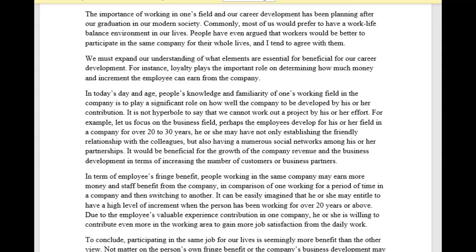Due to the employee's valuable experience, contribution, well, decide, is it experience that's valuable or contribution? You can't have both. Due to the employee's valuable experience in one company, he or she is willing to contribute even more in the working area to gain more job satisfaction for the daily work. Okay.